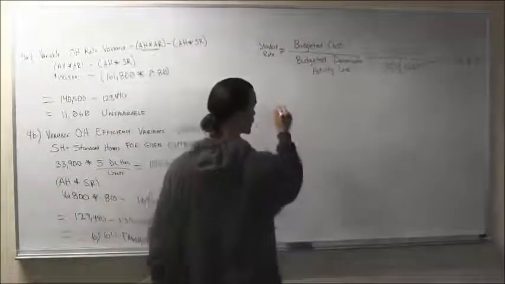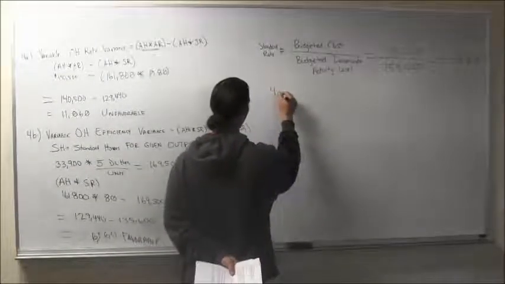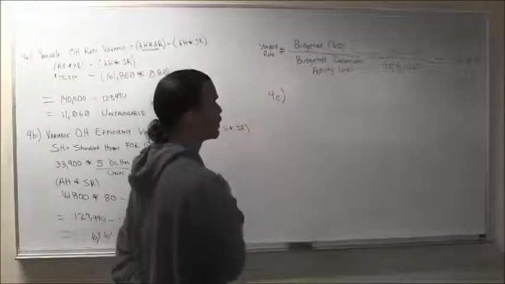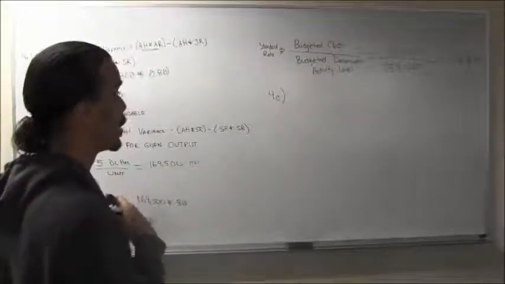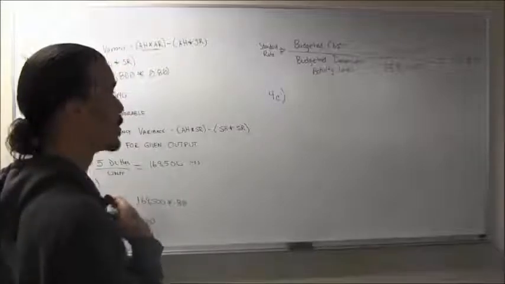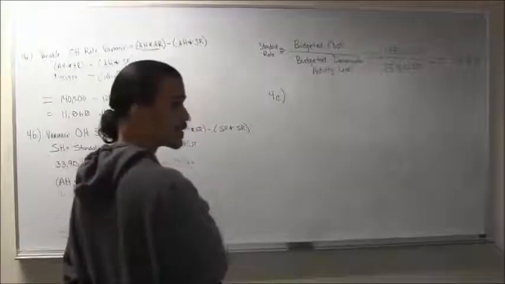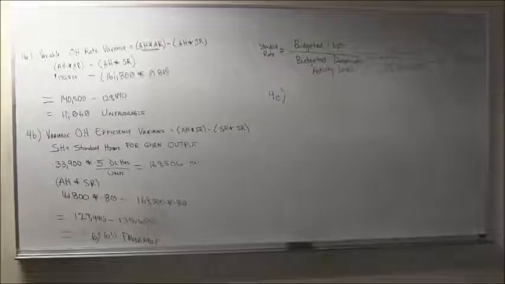For C, calculate the fixed manufacturing overhead budget variance. The overhead budget variance is the difference between the actual and the budgeted.